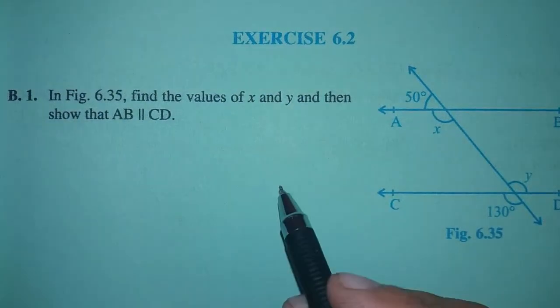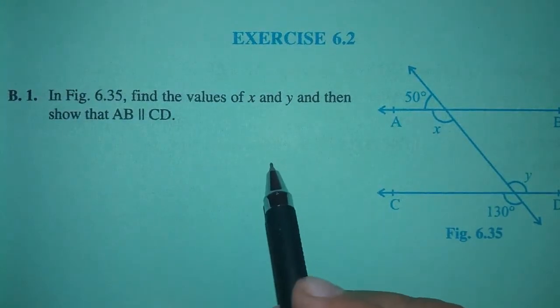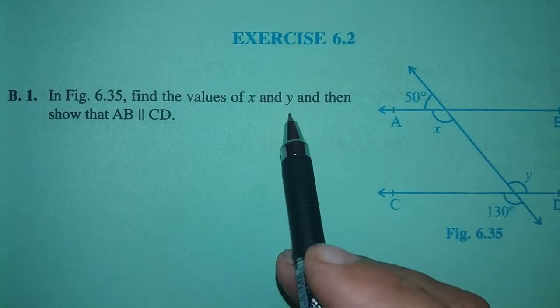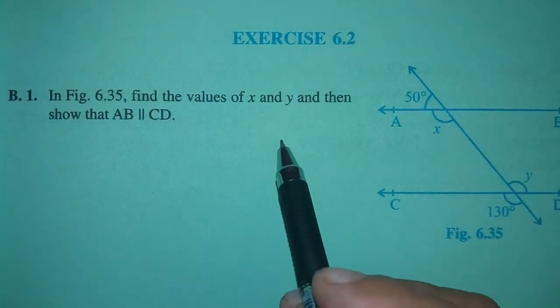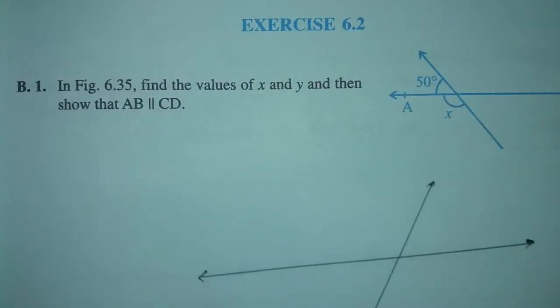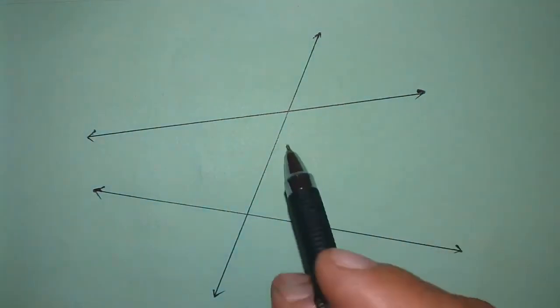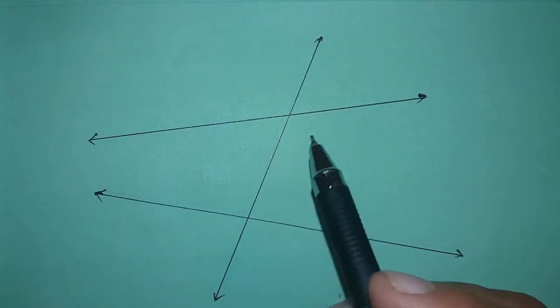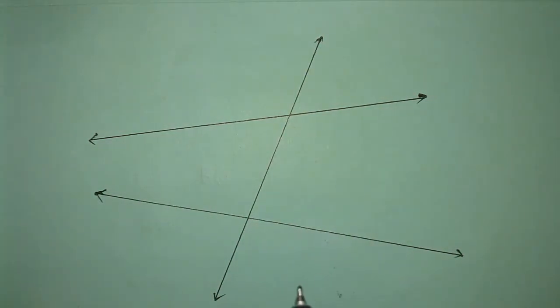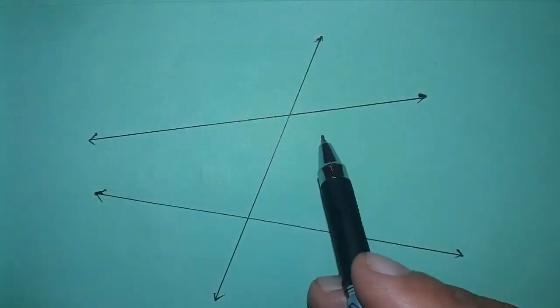Hello class 9. Today in this video we're going to see a new exercise, that is exercise 6.2. Let's recall what you have learned in the lower classes. Now in the lower classes you have learned that if a line intersects any two lines at two distinct points, then that line is called transversal.